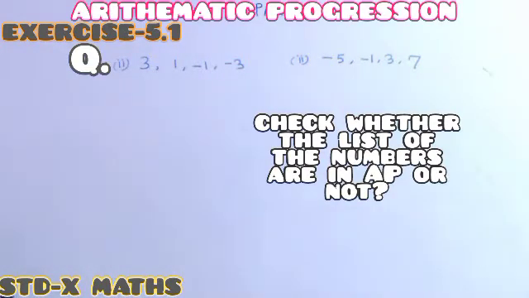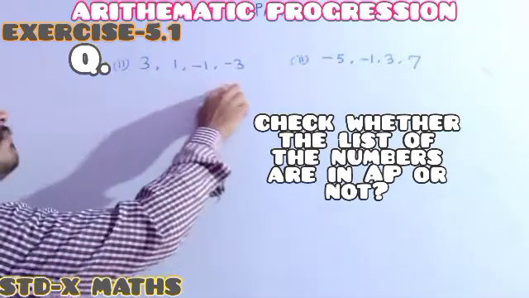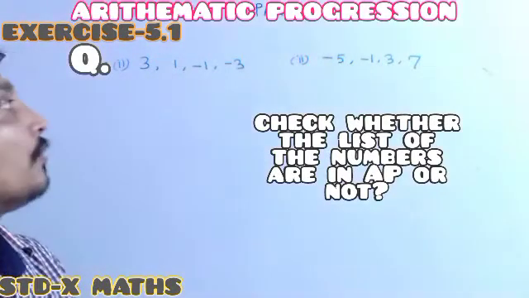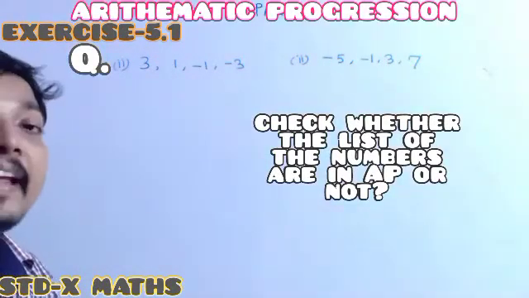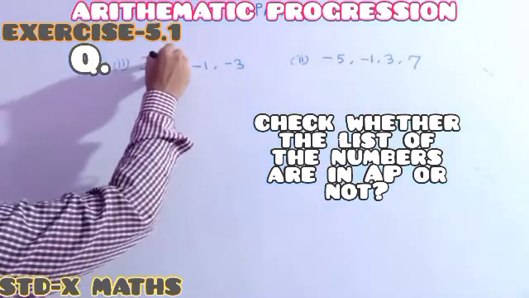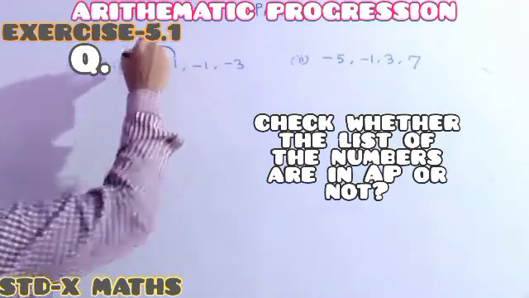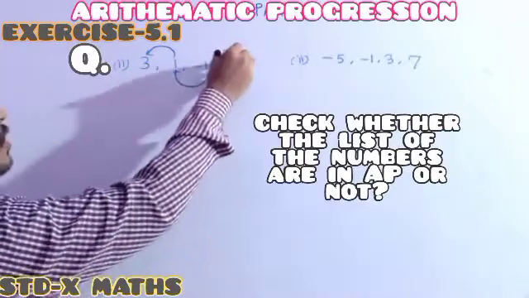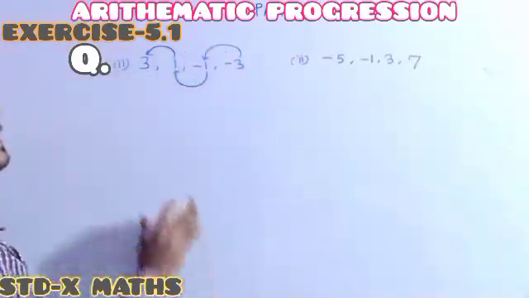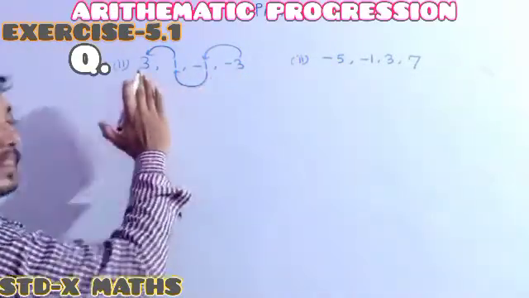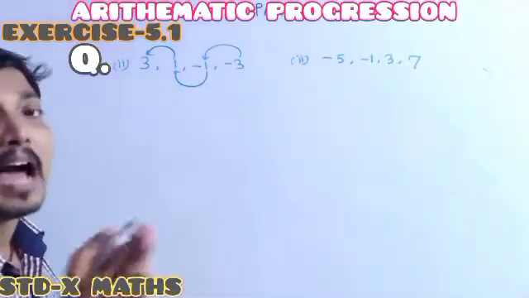See, in both questions it is asked that you just have to check whether this list of numbers and this list of numbers are in AP or not. Whether the list of numbers, otherwise the sequence, is in AP or not. How to check? Everywhere you have to find the difference, meaning this term minus previous term. Here also this term minus previous term. If all the differences are equal, then we can say that yes, the list of numbers is in AP.